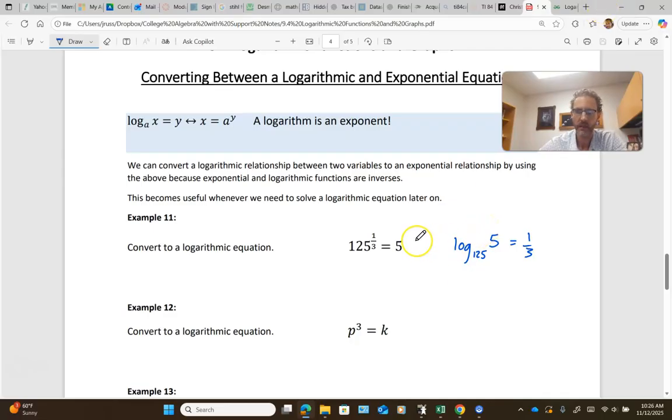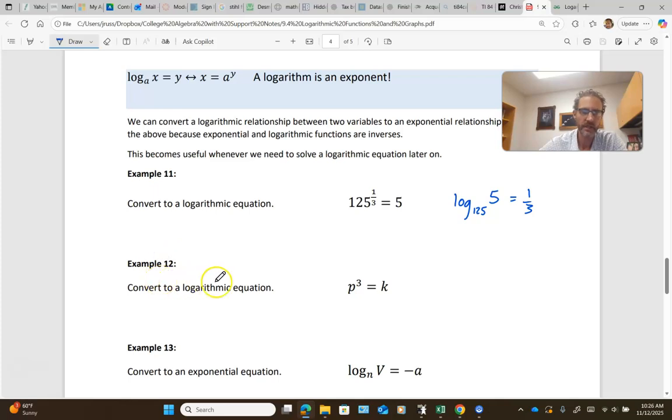Or another way to think about this is just swap the 5 and the 1/3 and add a log here on the front, okay? And the 125 becomes the base.